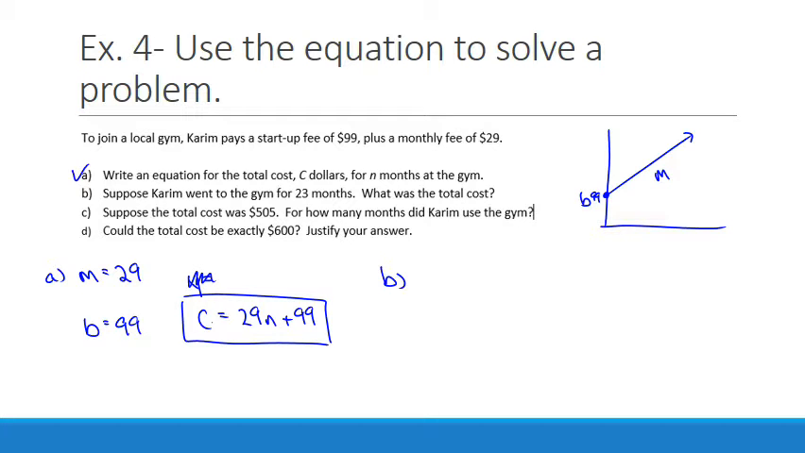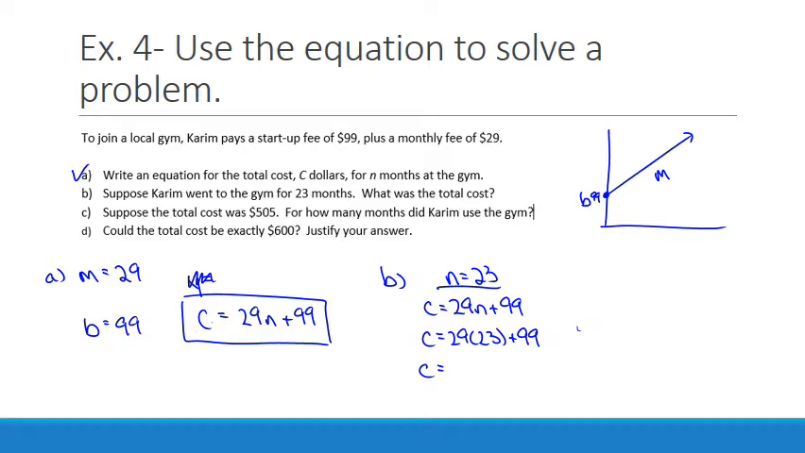Suppose Kareem went to the gym for 23 months. What's the total cost? Okay, so we know he's going for 23 months, so we know the n value. The n is 23. So I'll simply plug that into my equation. So I'm writing my equation out once. It's saying what was the total cost. That's what C represents. So C equals 29 times 23 plus 99.